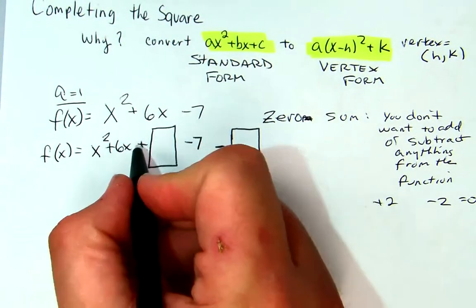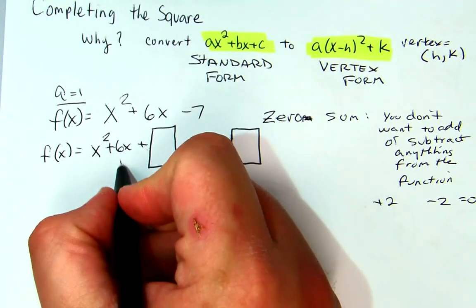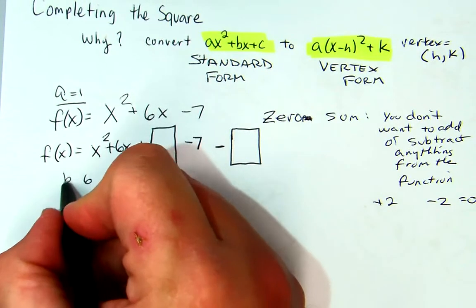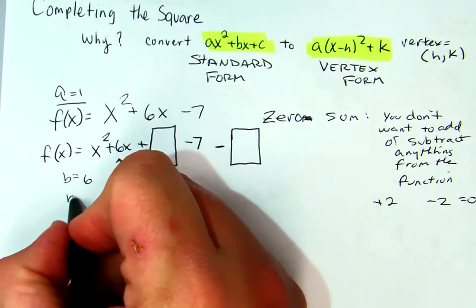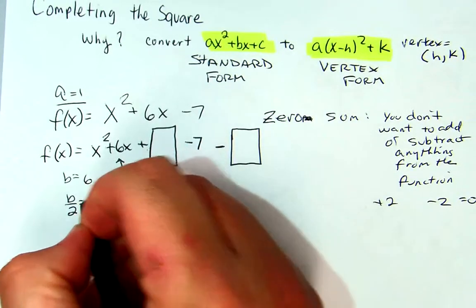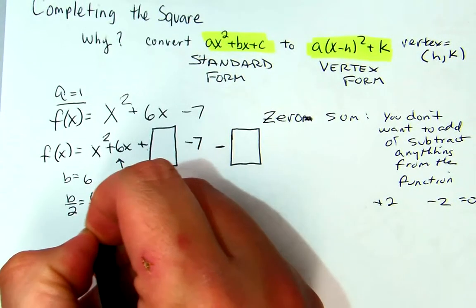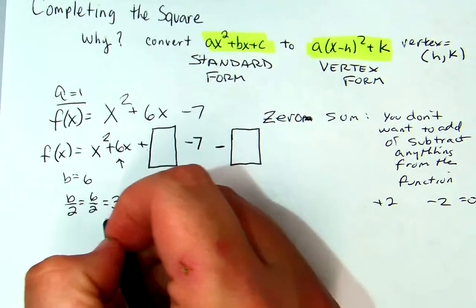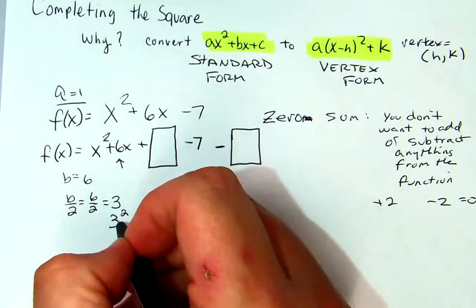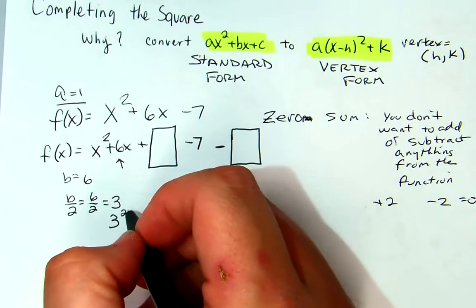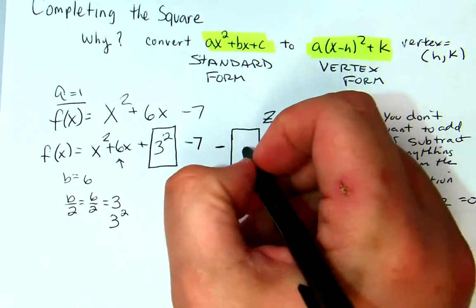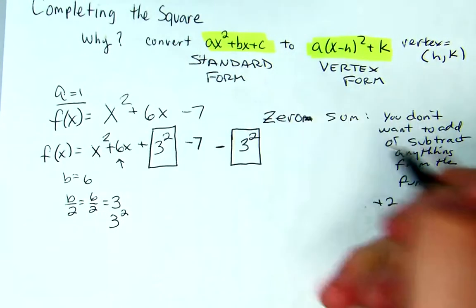So now, what I want to do is focus on the coefficient of x. So I say b is equal to 6. Then I want you to take b divided by 2. And b divided by 2 is 6 divided by 2, which is 3. And then what I want you to do is go 3 squared. I want you to take 3 squared. That's going to complete the square. And then 3 squared is going to go up there, and 3 squared is going to go down there.